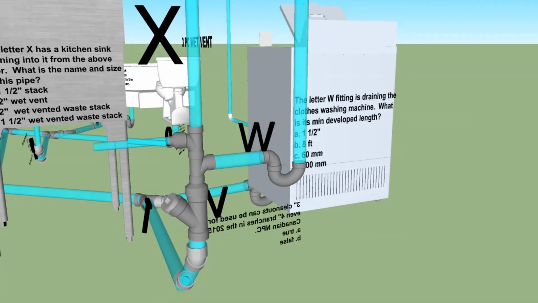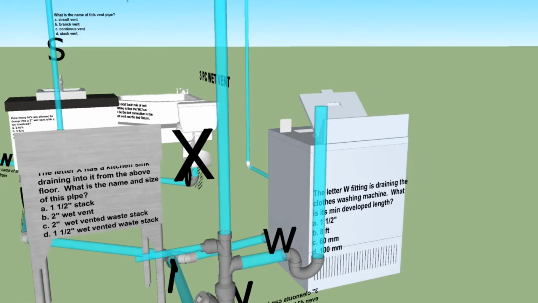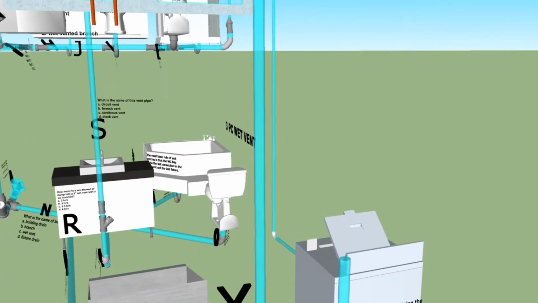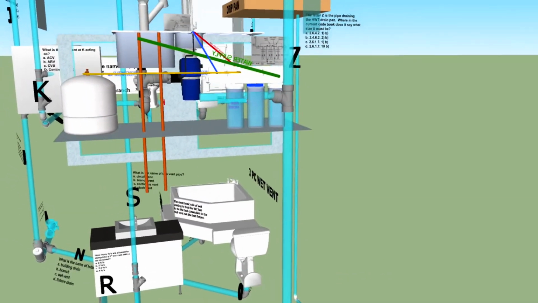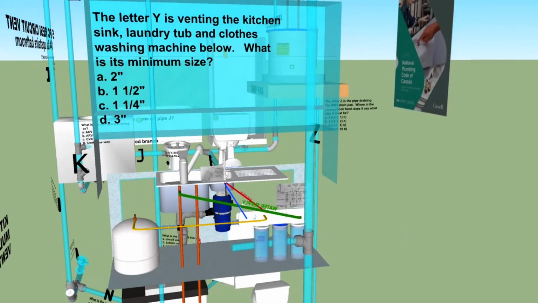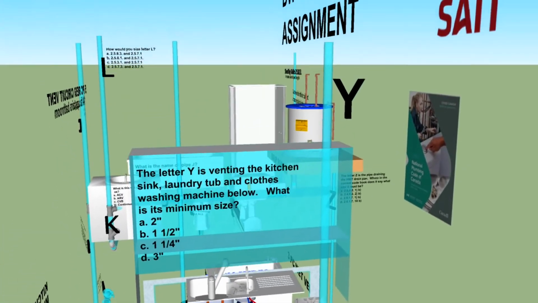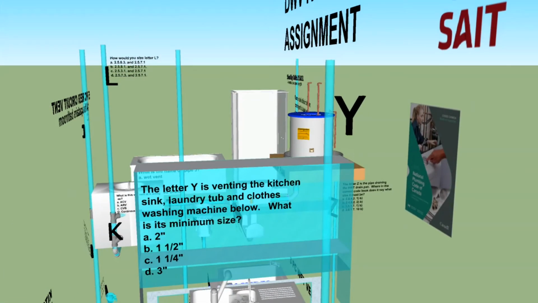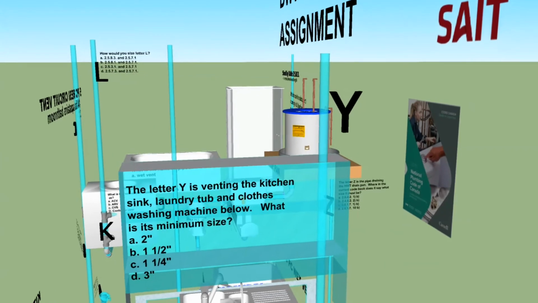X. Letter X has a kitchen sink draining into it from the above floor. What is the name and size of this pipe? Is it an inch and a half stack, a 2-inch wet vent, a 2-inch wet vented waste stack, or letter D? Y. The letter Y is venting the kitchen sink, laundry tub, and clothes washing machine below. What is its minimum size? 2-inch, inch and a half, inch and a quarter, or 3-inch?